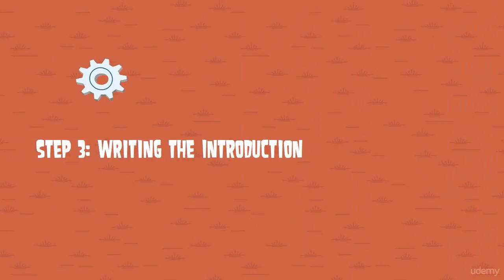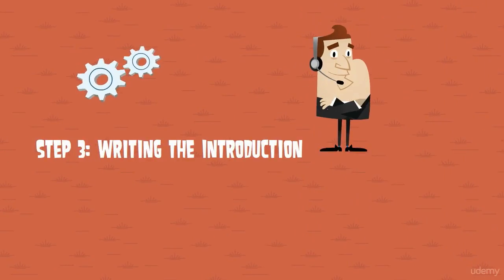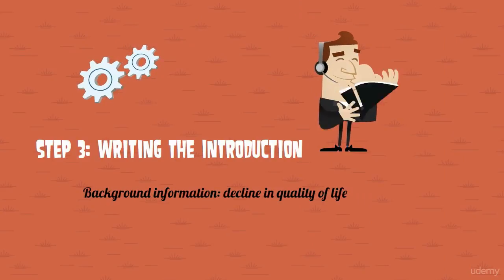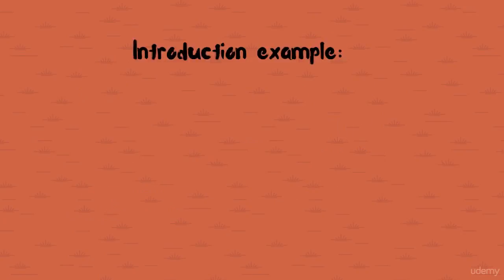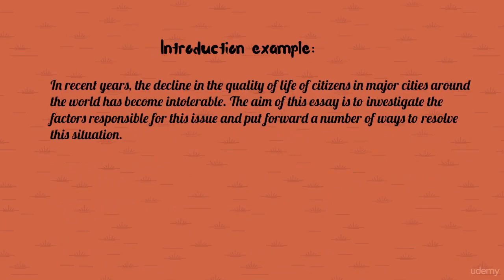Now let's move on to step 3, which is writing the introduction. The background information for this is the topic of the question, which is the declining quality of life. And then you need to write the thesis statement. Here are my suggestions. In recent years, the decline in the quality of life of citizens in major cities around the world has become intolerable. The aim of this essay is to investigate the factors responsible for this issue and put forward a number of ways to resolve this situation.